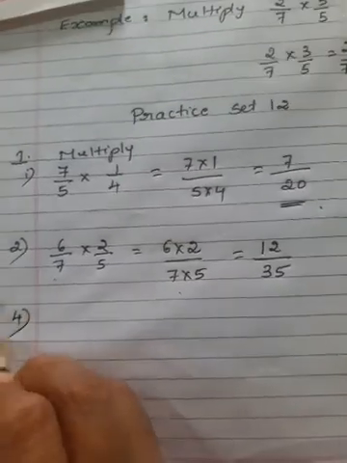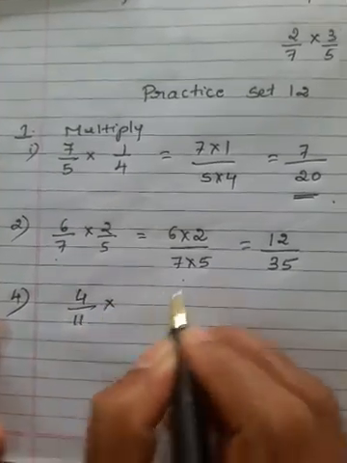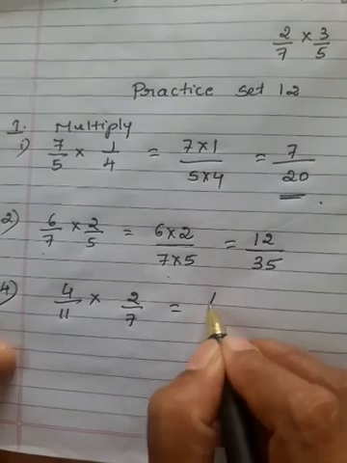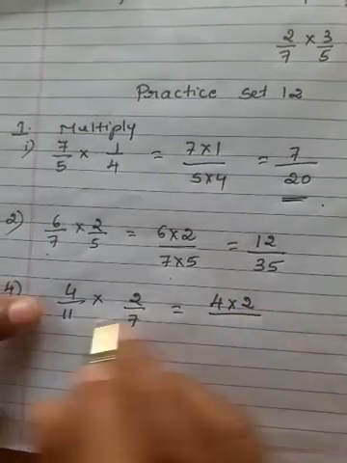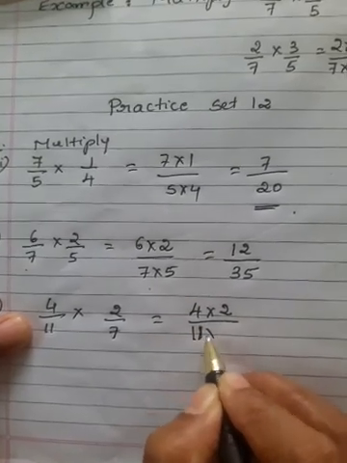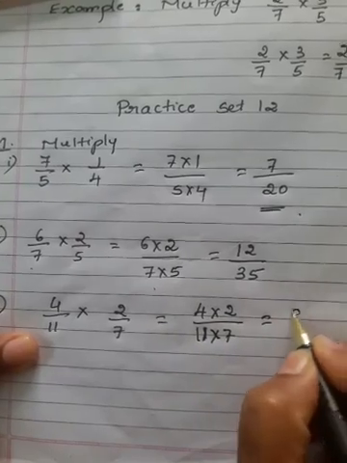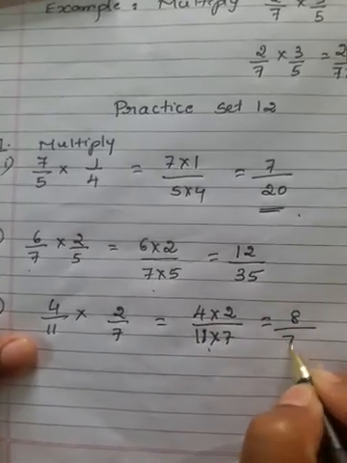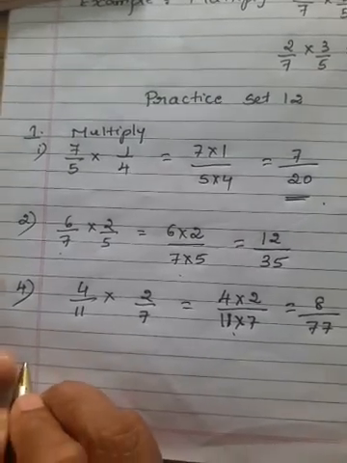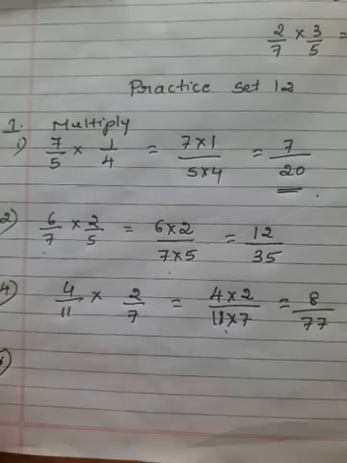Now I am going to solve question number 4. 4 upon 11 multiplied by 2 upon 7. So that is equal to 4 into 2. Multiply numerator by numerator, denominator by denominator, 11 into 7. 4 2s are 8, 11 7s are 77. Correct? Next, fifth one is again homework. Now I am doing sixth one.